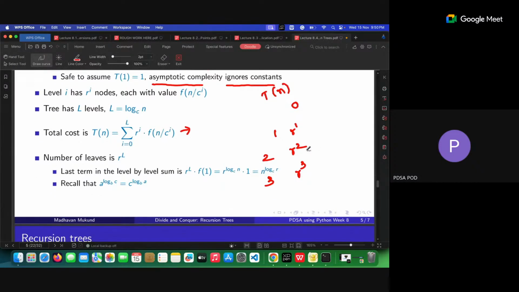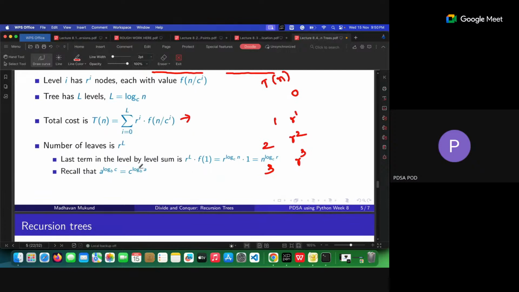So in this case, if you recall the last term, what do you call it? The last term is called the leaf. The leaf has no further subproblems. So whenever you see that the leaf is done, the f of 1, which is r log cn, is simply the base case.